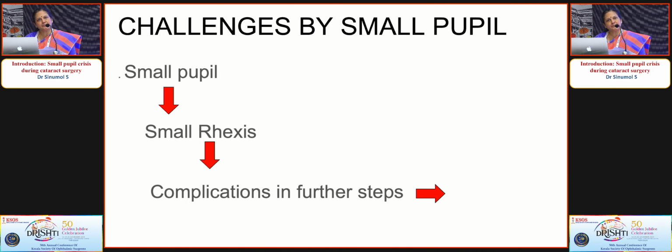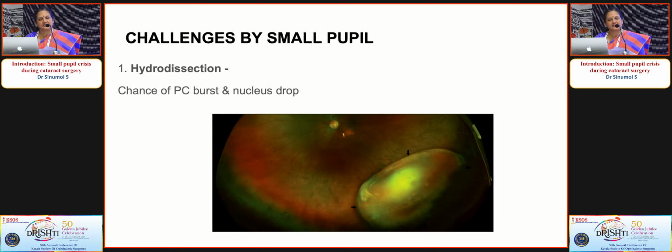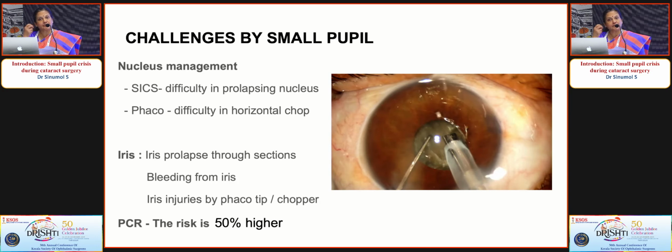Now, when the pupil is small, naturally our rhexis will also become small, and then there will be complications in all further steps. When we are doing hydrodissection, there is a chance of posterior capsule burst and nucleus drop. And also when we are doing nucleus management in SICS and in phaco. In SICS, there will be difficulty in prolapsing the nucleus from the capsular bag to the AC.